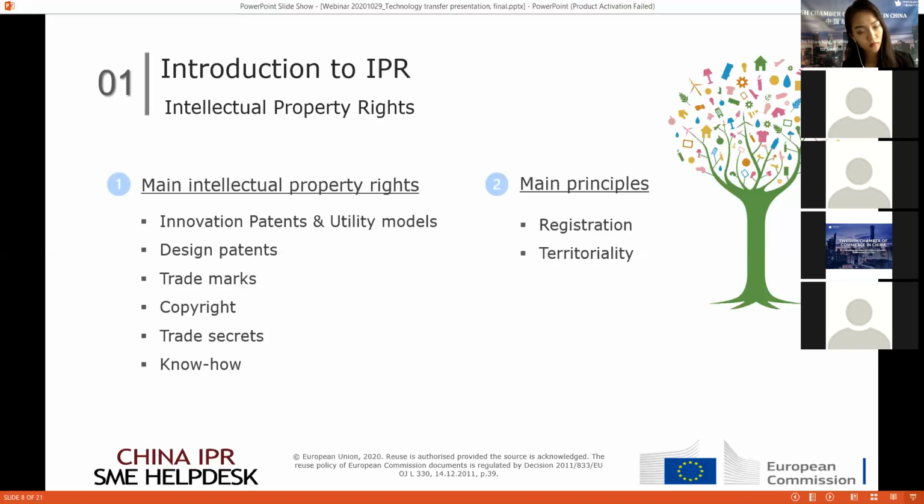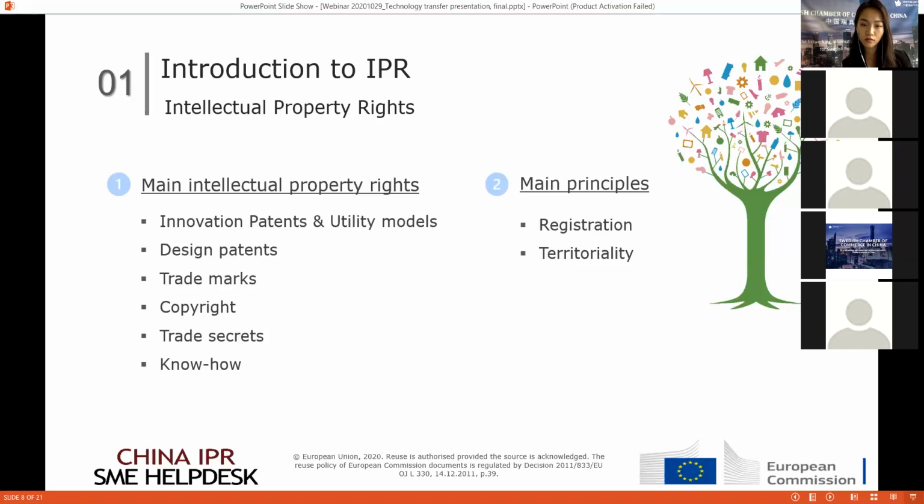This is combined with the territoriality principle. This means that the registration done will only have effect within the territory of the country that you register with. Your registration done in China will only grant you protection in China. Or in other words, if one EU company's registration was done in the EU, then you will have no protection in China.